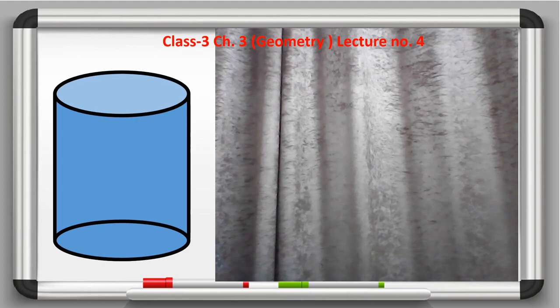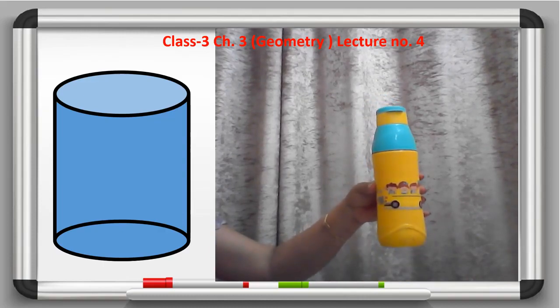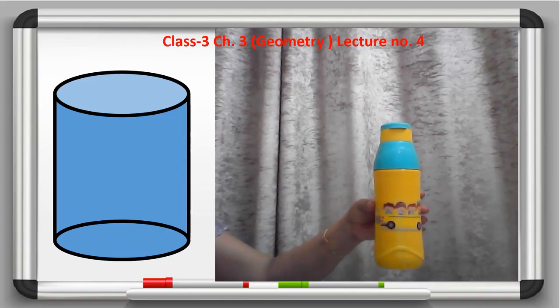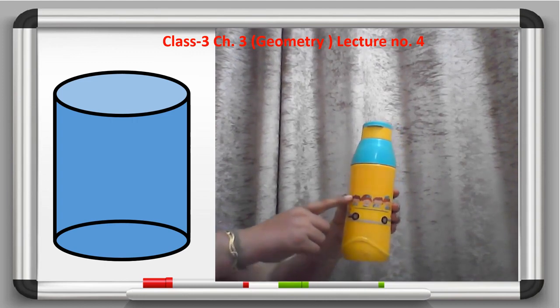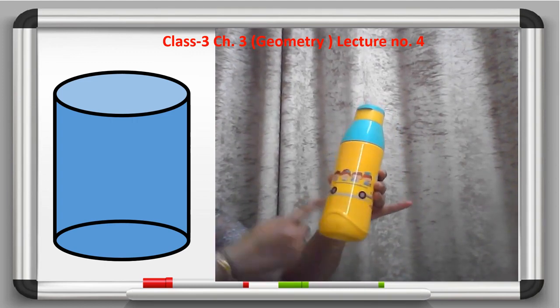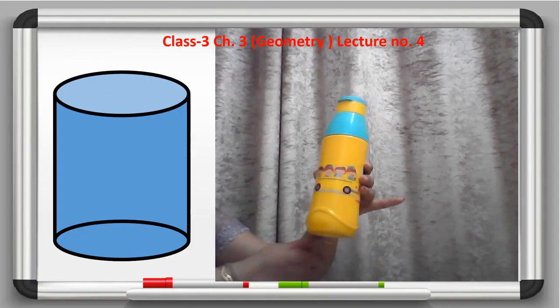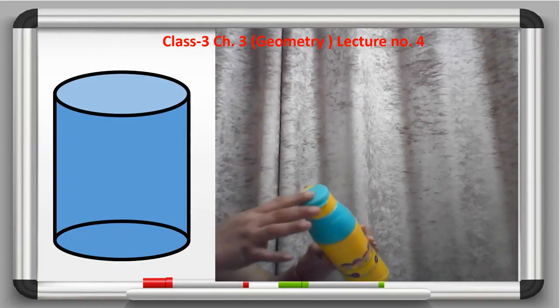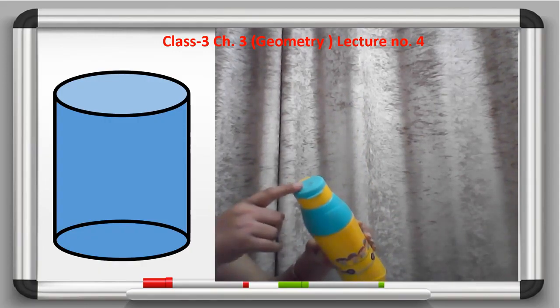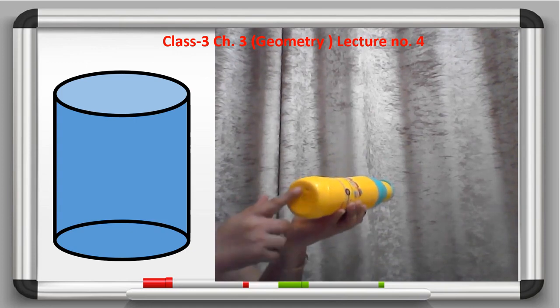Now beta, I'm going to show you one cylinder shaped object. So for that I have a water bottle. Now beta, I will tell you how we can count the number of faces, edges and vertices. So let's start. Here you can see that this is the curved face. So one curved face it has. Now this is the plane face. So 1 and 1, 2, and here the third face.